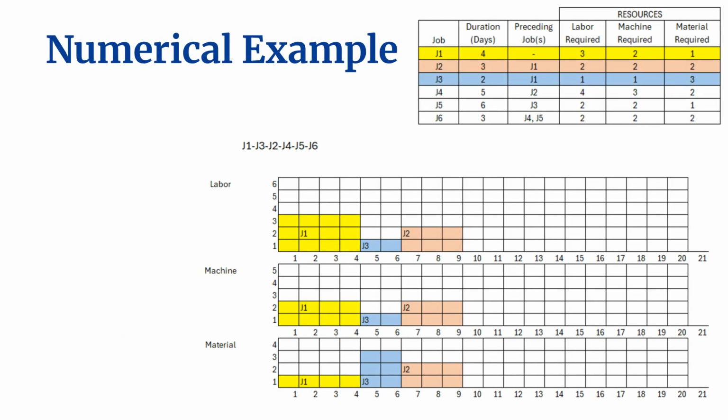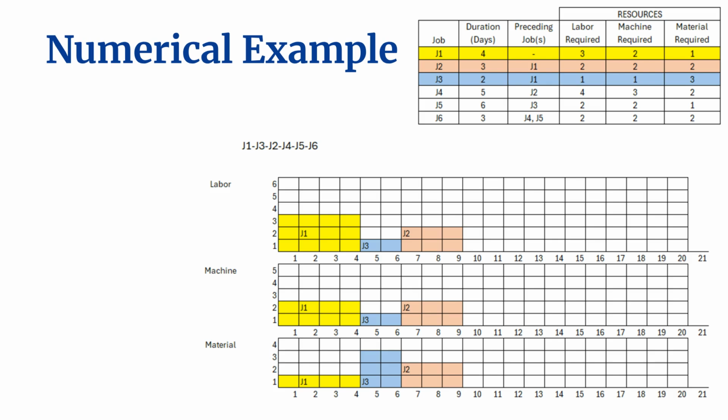Now, let us proceed to the next job in our sequence, which is J2. According to the precedence constraints, J2 depends on J1, meaning it cannot begin until J1 is fully completed. Since J1 finished at the end of day 4, the earliest theoretical start time for J2 would be time 5. However, this is where resource constraints come into play and override simple precedence logic.